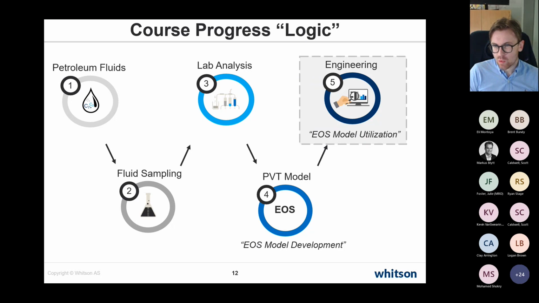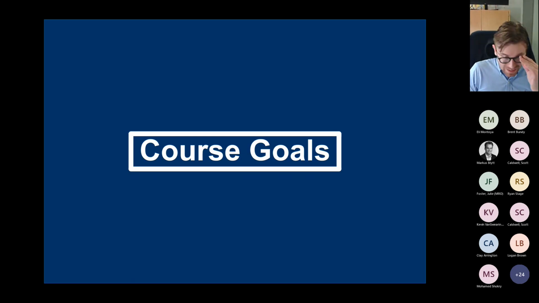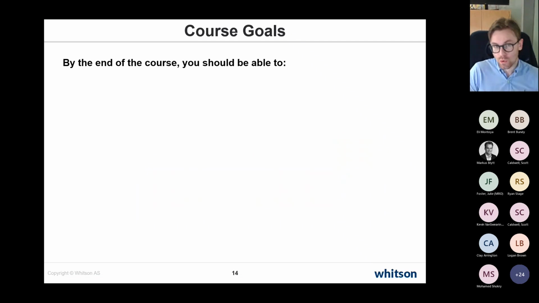So this is where the focus of the course is going to be, on the engineering part, on the applicability of PVT models. But as you'll see throughout the course, we'll follow this oil and gas or PVT value chain, if you like. And at the end of the course, hopefully you can go back to slide number 14 and see if you've been able to understand and actually do the following.